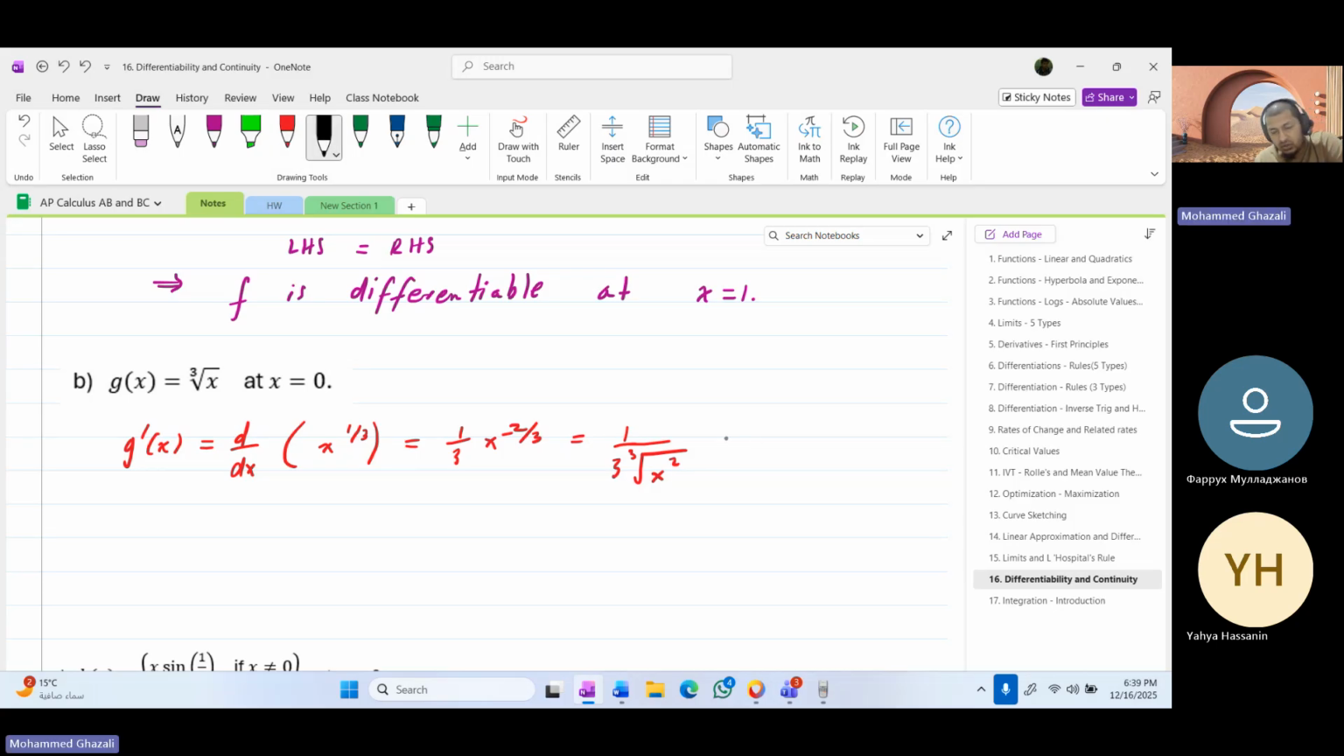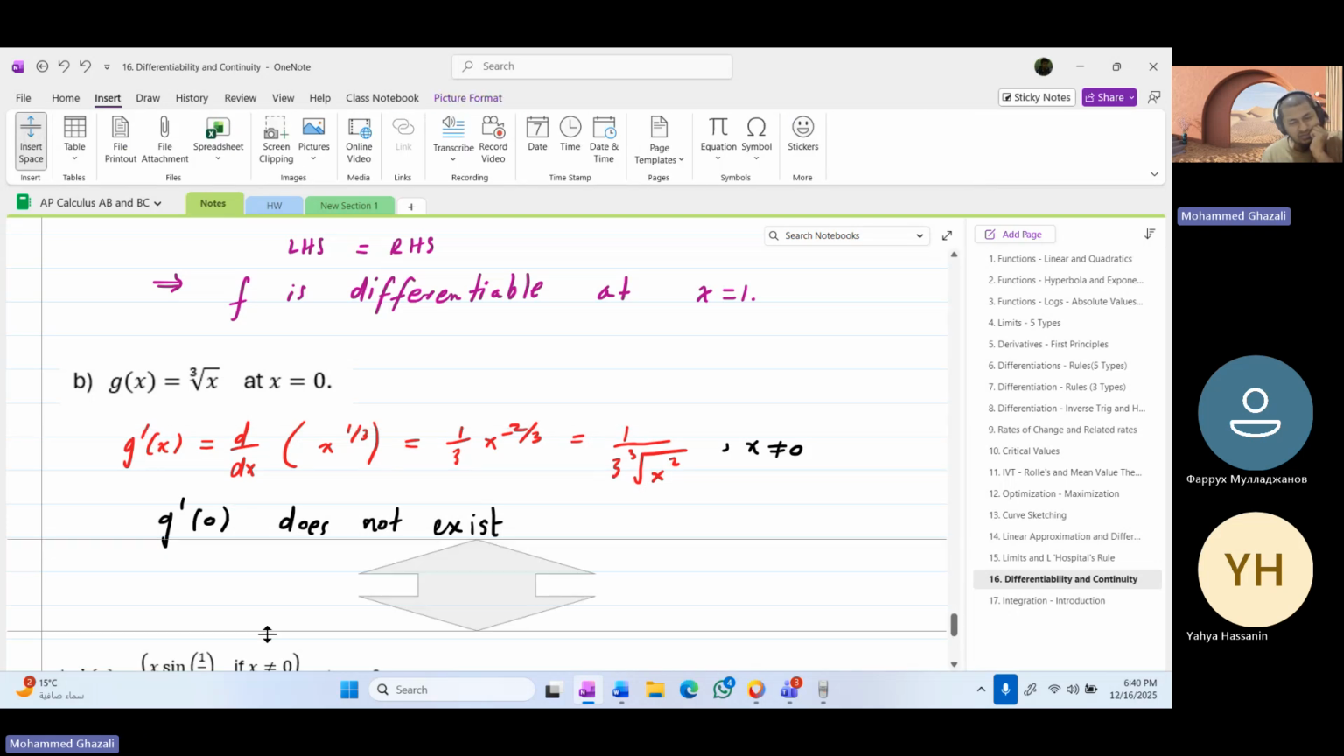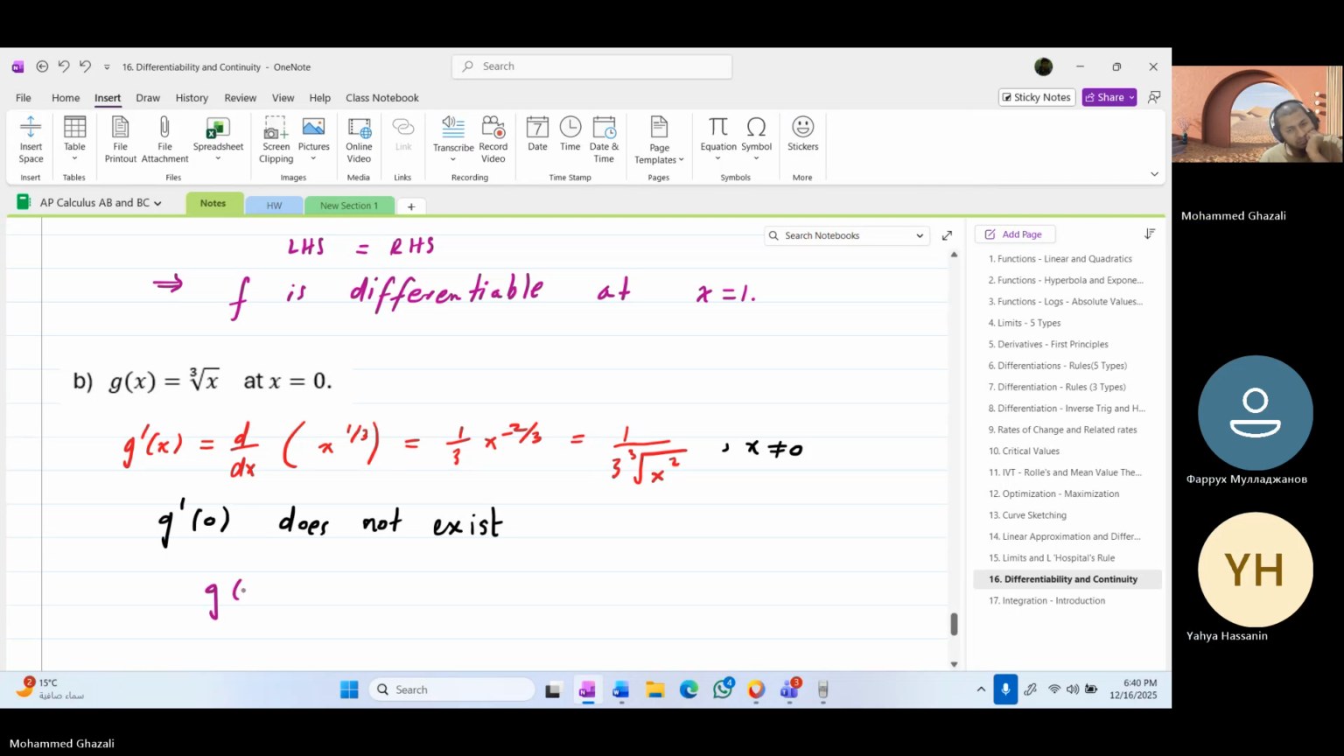So now we already have x can't be 0. So g prime 0 does not exist, correct? Does g prime 0 exist? Does not exist, because if I substitute 0 into the derivative, it does not exist. So you can say not differentiable at x is equal to 0, because if you substitute 0, you're going to get 0 in the denominator. g of x is not differentiable at x is equal to 0.